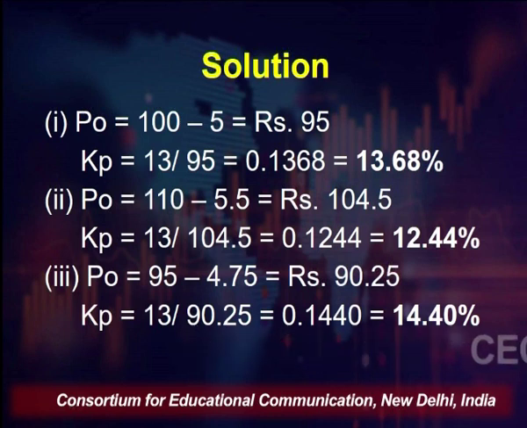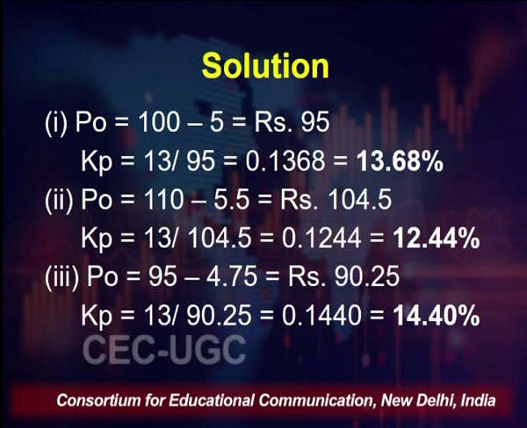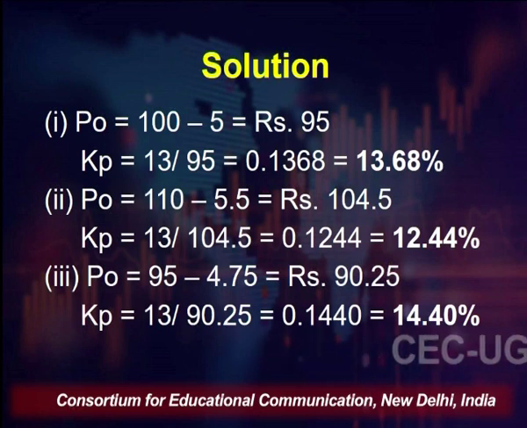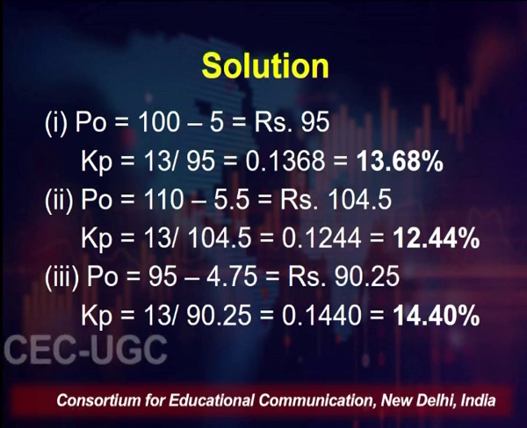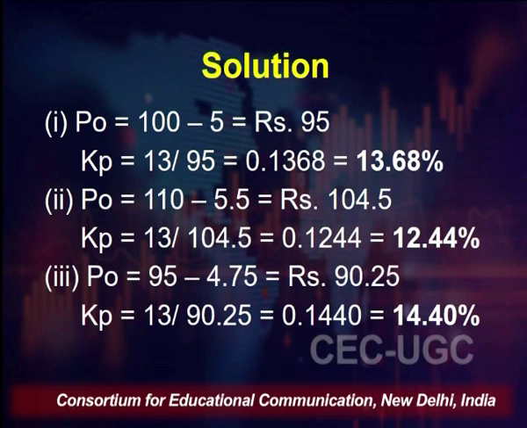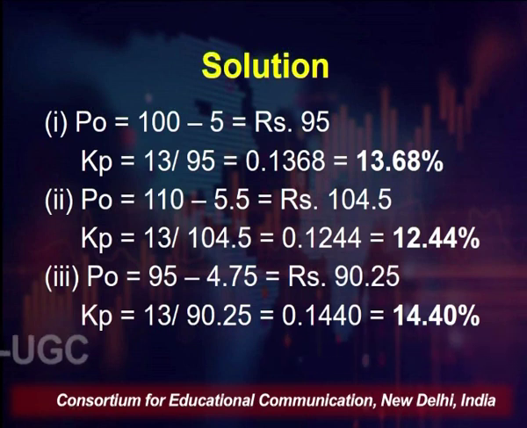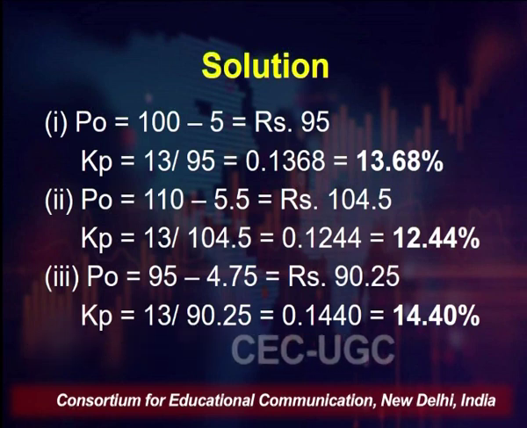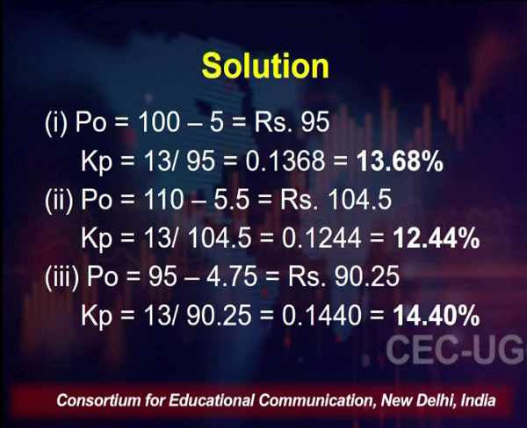Now, case 2, when you are issuing these preference shares at 10% premium. So, the value of preference share here will be 110 minus 5.5, because 110 into 5% gives us the flotation cost, which is 5.5. So, the P0 will be 104.5, and the cost of preference share will be 13, which is the rate of preference dividend, divided by 104.5, which is equal to 12.44%.